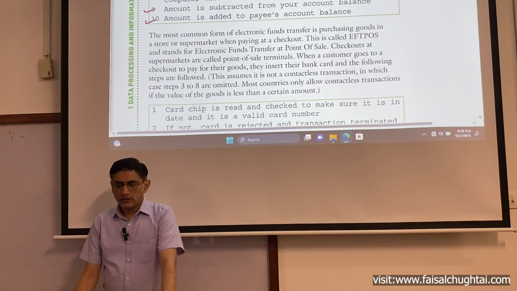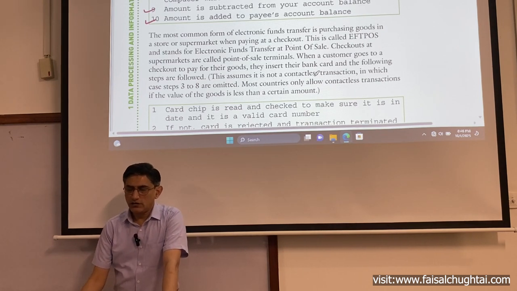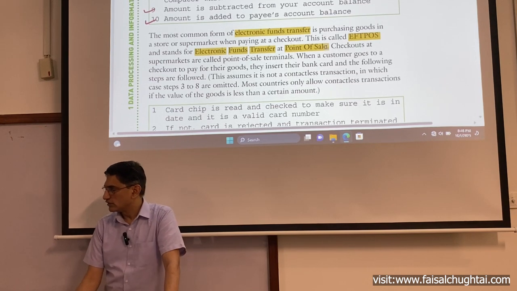Well, another example of electronic funds transfer taking place in a particular application is where you make use of EFTPOS, which stands for Electronic Funds Transfer at Point of Sale. That is what EFTPOS stands for.